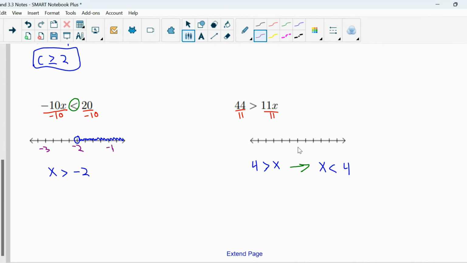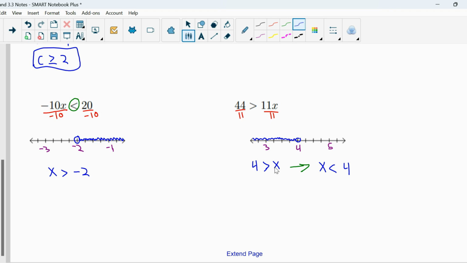Okay, so let's go ahead and plot our points. We have 4, a value greater would be 5, and a value less than would be 3. In this case, we just have a less than symbol, so let's use an open point. So we have an open point at 4, pointing in the negative direction.